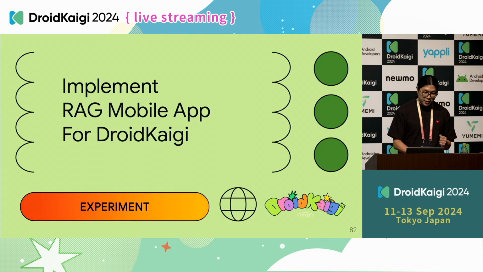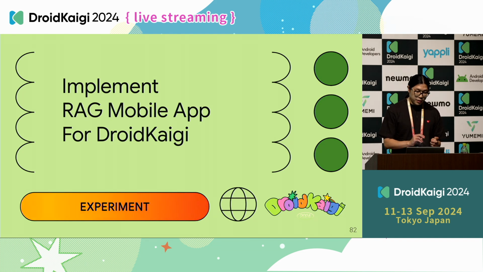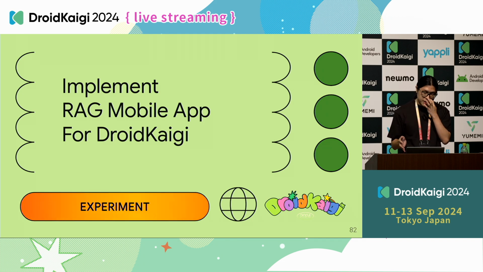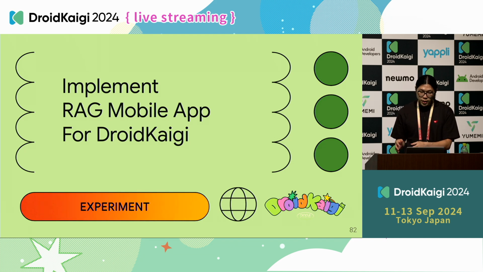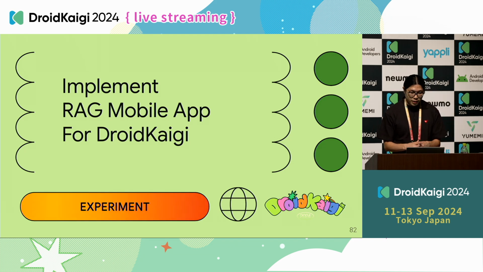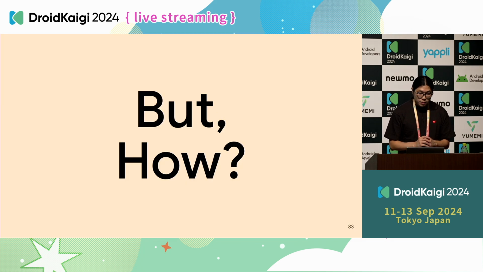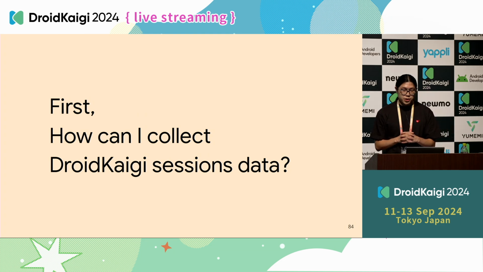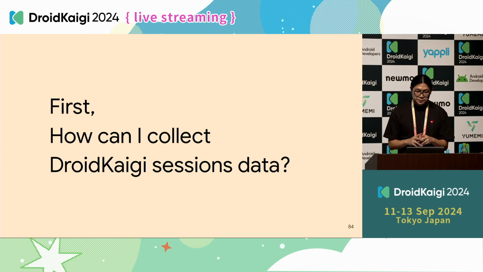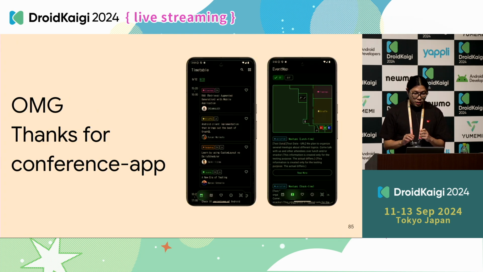Next, I talk about the concept of RAG and introduce a basic RAG pipeline. Next, I explain in detail how to implement a RAG app for DroidKaigi on the mobile app. But how should we proceed and how should we start? My initial concern was how to obtain session data of DroidKaigi. This problem was solved through the conference app.